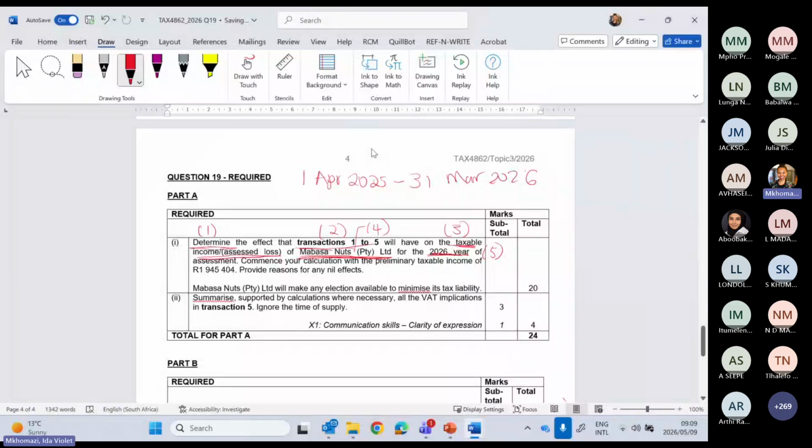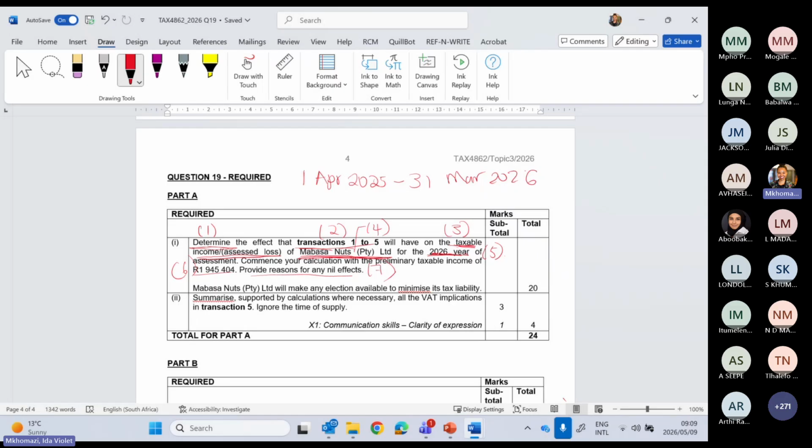When we read the required further, it says that commence your calculation with the preliminary taxable income of 1.9. So that's my number 6. I should not forget that when I start doing the calculation, I should start with this amount. Then it says provide reasons for nil effects. So that's my number 7. This means that whenever you tell us that something is a nil effect, you do not just put a 0 because you won't get any mark. You need to give us the reason because we are asking for it. It means that marks are going to be awarded for reasons, okay?